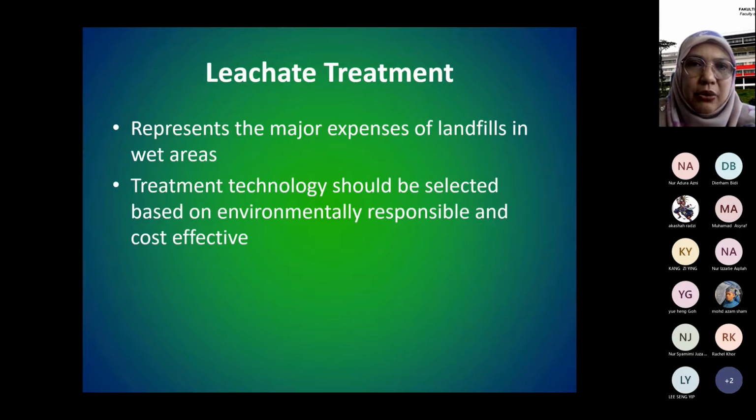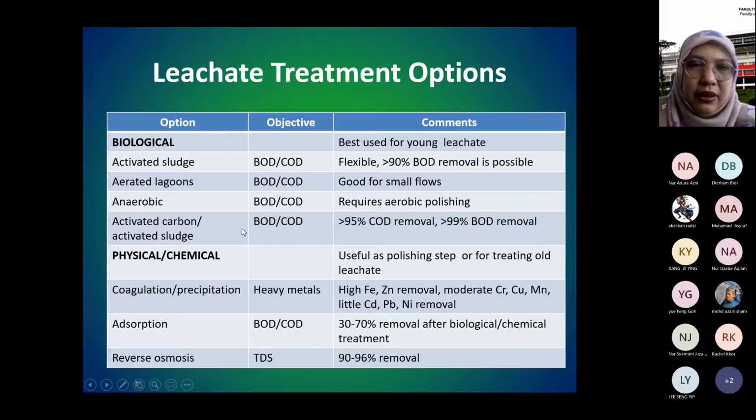Now we are looking at leachate treatment, which represents the major expense of a landfill. If we are not reducing the amount of leachate, it means that we are preparing for a very high cost to treat the leachate. So it is actually one of the major costs of landfill construction. Leachate treatment technology should be selected based on being environmentally responsible and cost effective.